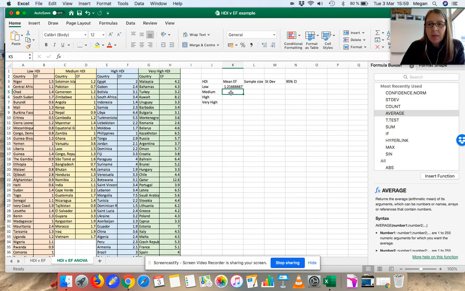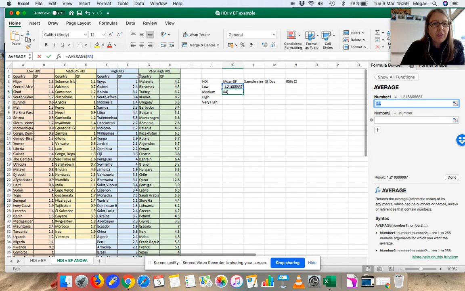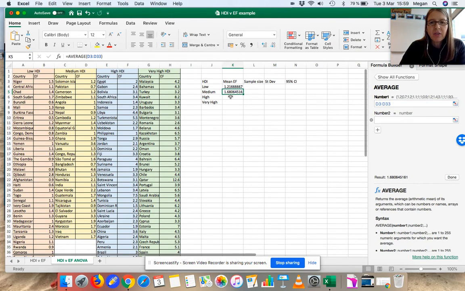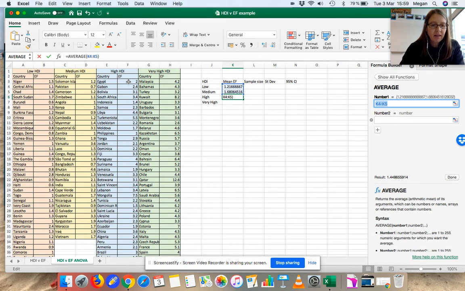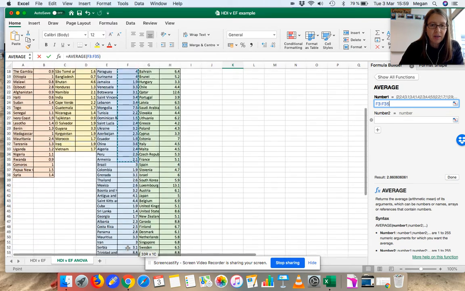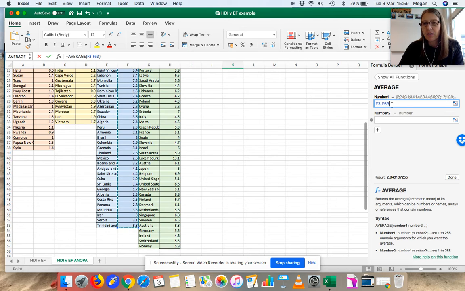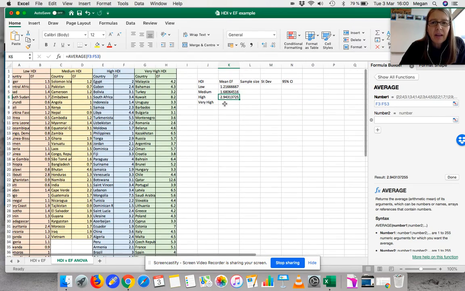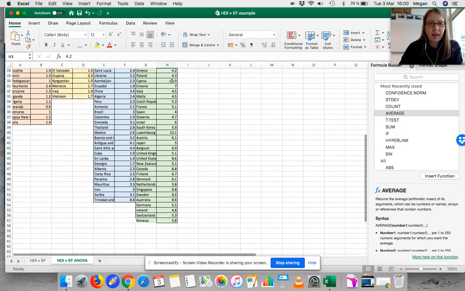For my medium, I'm going to do the same thing. I'll double click on average. I'm going to tell it this is my first value and this is my last value, okay? And I hit done. Make sure you get that cursor in the right spot, average. You can also highlight the numbers that you want. That works as well. It's a little bit clunkier sometimes, but that works just the same as if you were putting in that colon yourself. Okay, and then my very high, I do that last one again.